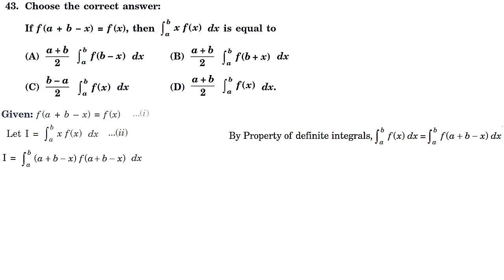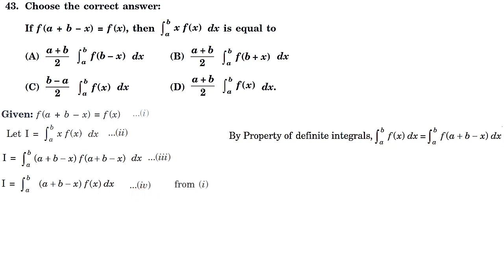That is, I is equal to the integral from a to b, x changes to (a + b − x), times f(a + b − x). x is replaced by a + b − x. Here also the same thing, dx. This will be equation number 3. Then I is equal to the integral from a to b of (a + b − x) as it is, and f(a + b − x) is f(x). So this changes to f(x) dx. Label it as equation number 4.